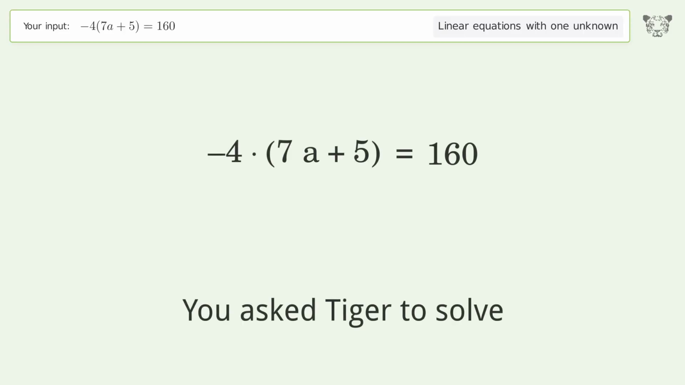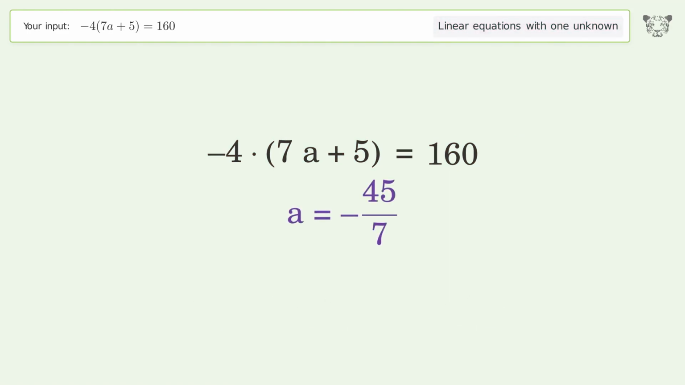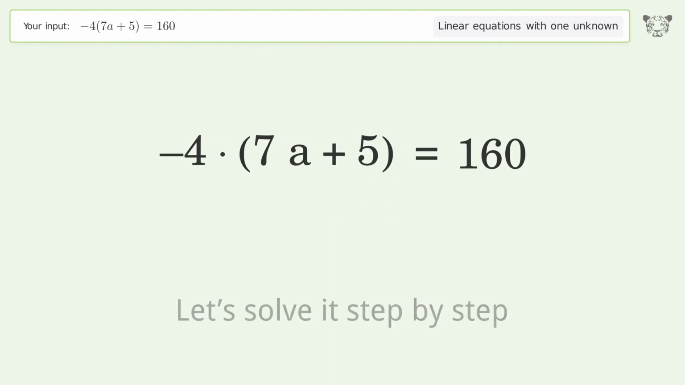You ask Tiger to solve. This deals with linear equations with one unknown. The final result is a equals -45/7. Let's solve it step by step.